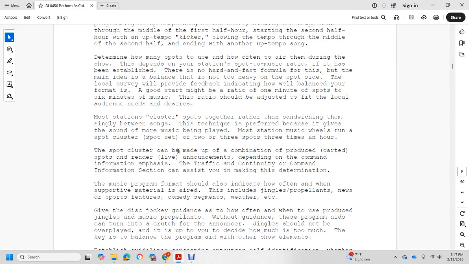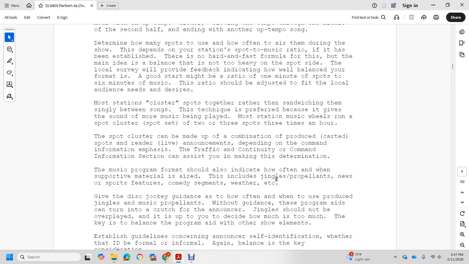Spot clusters can be made with a combination of produced, carded spots and live reader announcements, depending on the emphasis, with the information emphasis for the traffic and continuity. The information section can assist you in making the determination. The music program format should also indicate how often and when support material is aired.